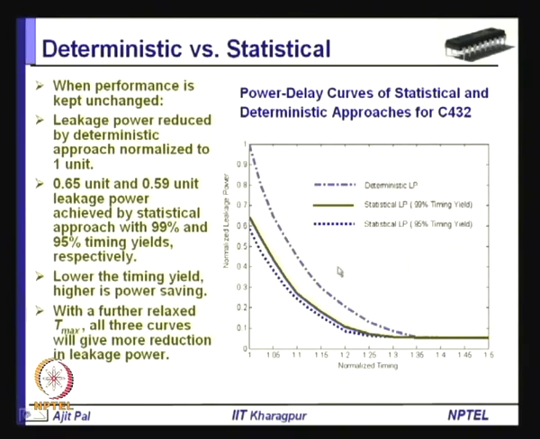So, here essentially the same approach is being used. If you increase the normalized timing, then leakage power can be reduced. So, this is the deterministic approach. Now, you can see 0.65 unit or 0.59 unit leakage power is achieved by the statistical approach with 99% and 95% timing yield respectively. This point corresponds to 0.65 and this point corresponds to 0.59. So, this is the statistical LP, this red line with 99% timing yield, and this one corresponds to statistical LP with 95% timing yield. So, you can see the lower the timing yield, the higher the power saving.